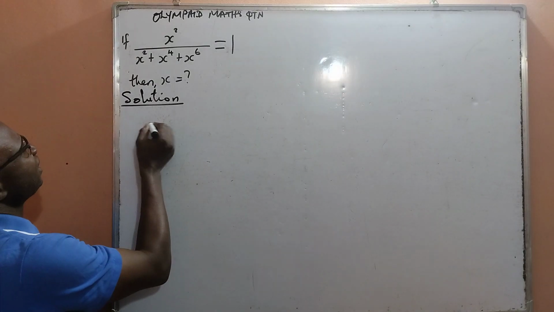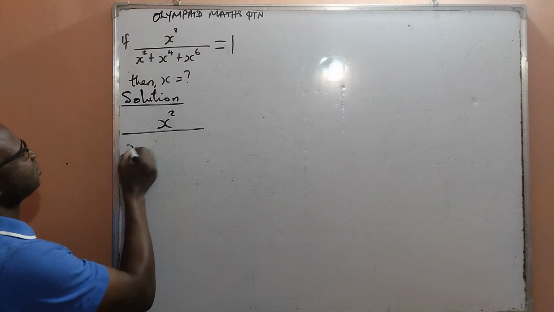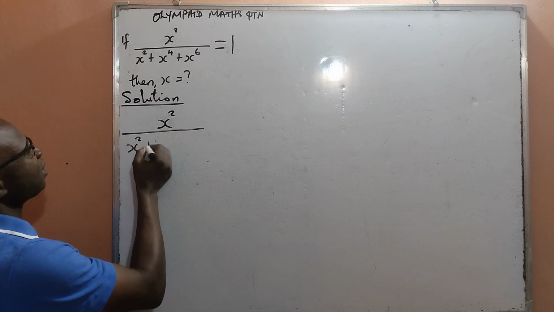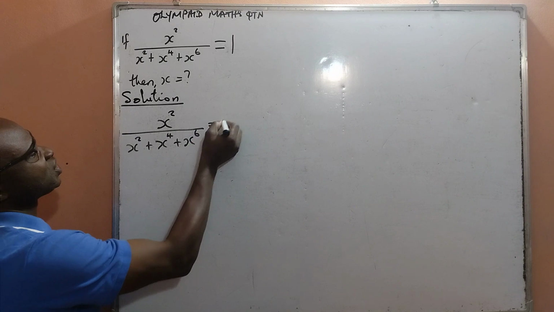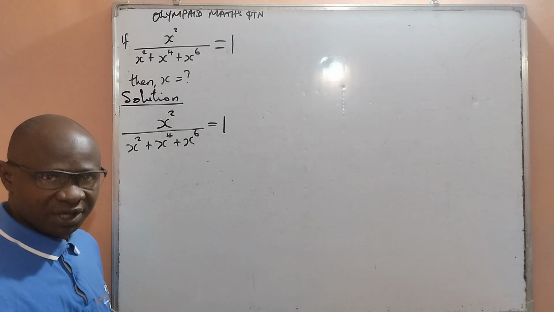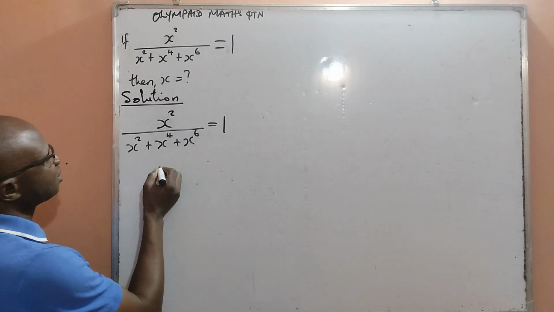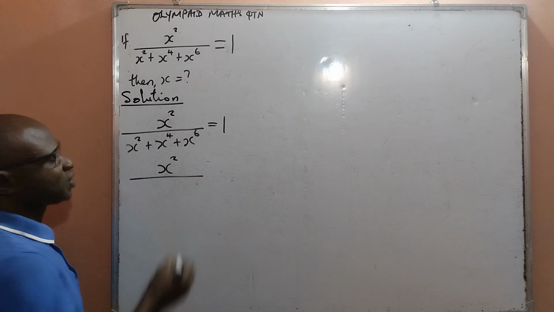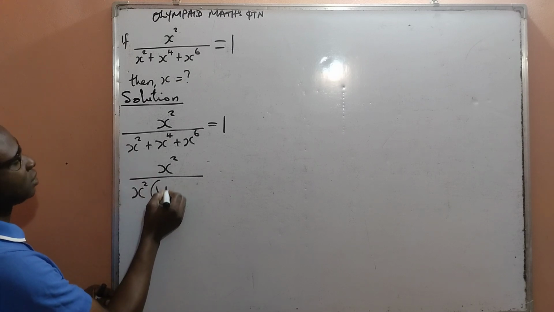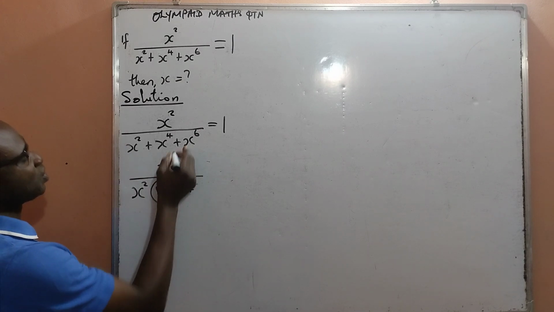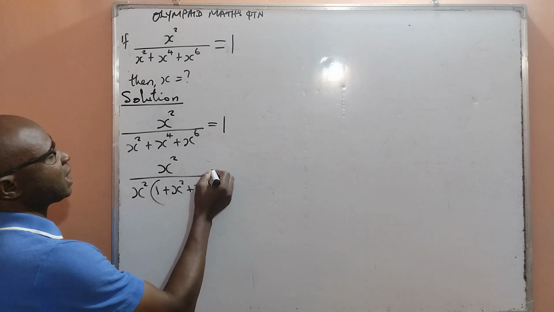Given x raised to the power of 2 divided by x to the power of 2 plus x to the power of 4 plus x to the power of 6 is equal to 1. From the denominator, x to the power of 2 is common, so I can factor it out. It will give me x to the power of 2 divided by x to the power of 2 into 1 plus x to the power of 2 plus x to the power of 4, having factored x raised to the power 2 out.